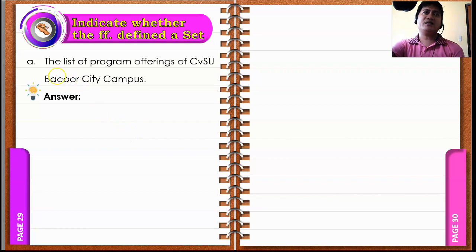So obviously, we can list the program offerings of CBC Bacoor Campus. We have the CS, IT, HRM or HM, BM, Education, Criminology, Psychology. So therefore, this is an example of a set.